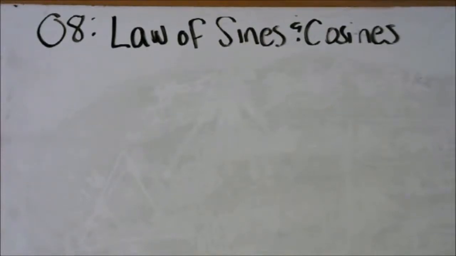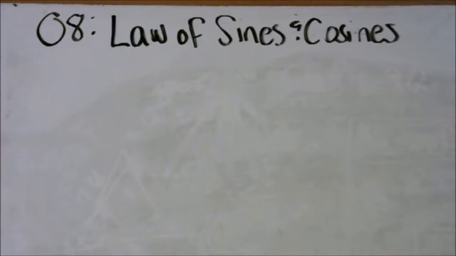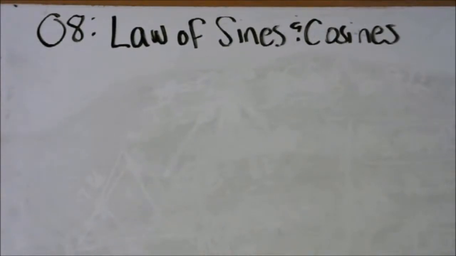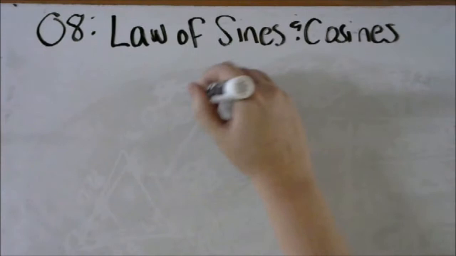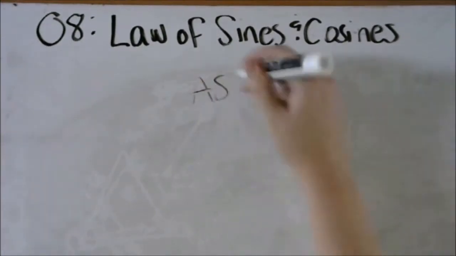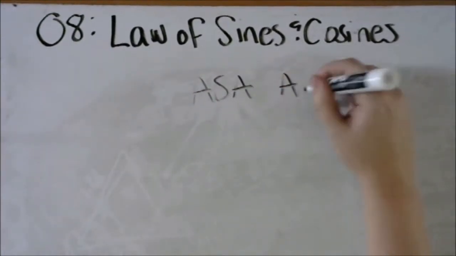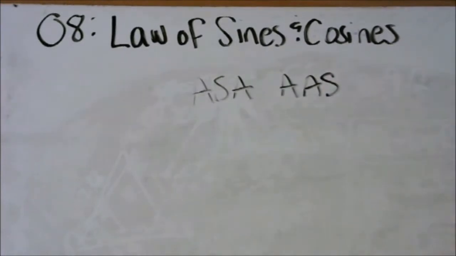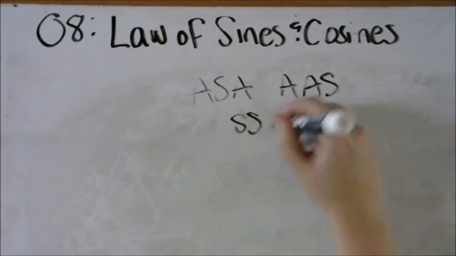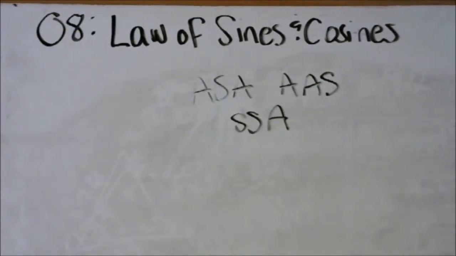Of sines and cosines. As we saw in the last video, the law of sines is a proportion relating the sine of an angle to its corresponding side. That proportion allows us to solve triangles that have a relationship of angle, side, angle, or angle, angle, side. It also allows us to solve side-side-angle, but this introduces an ambiguous case where you could have no solution, one solution, or even two solutions.